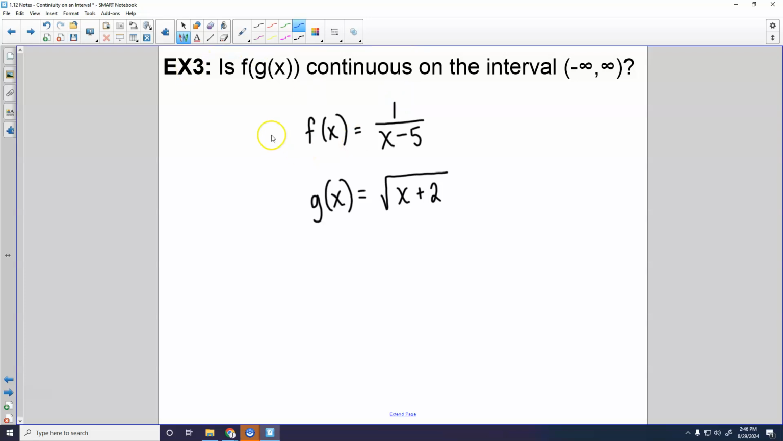We have a rational function and a square root function, both of which are continuous. So the composition of continuous functions is also continuous, but it's only on the certain domains of those functions. So if we have f of g of x, that is going to be 1 over the square root of x plus 2, minus 5.